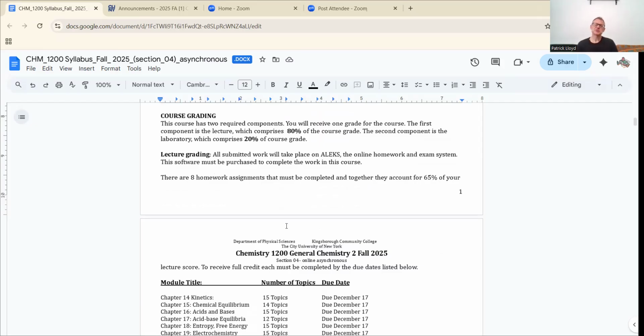In terms of the grading, it is done through our online homework and learning system, which is called ALEKS. It is something that you need to purchase. If you've taken Chem 11 at Kingsborough in the last year, you probably already purchased it there. And you may have purchased the 1-year access, and that's fine if you have that still available. You just essentially put in the course code and you can continue to use that purchase. If you haven't, then you'll need to purchase it. I'll talk a little bit more about that in a bit.